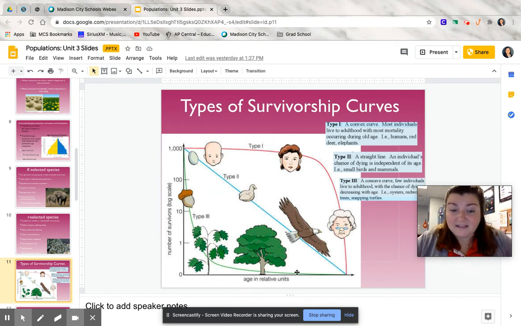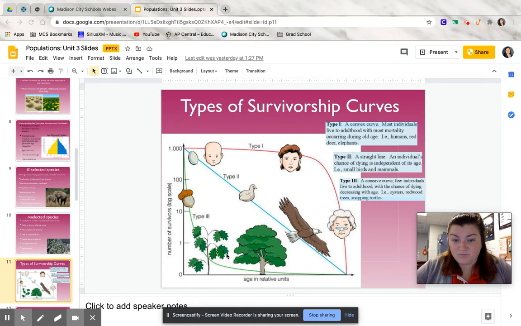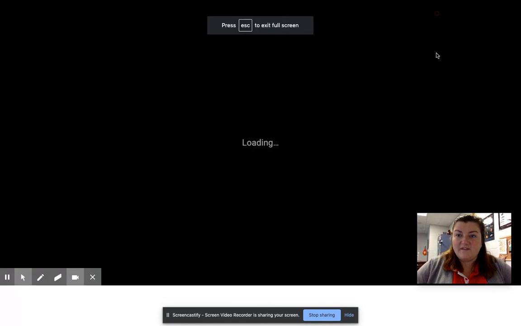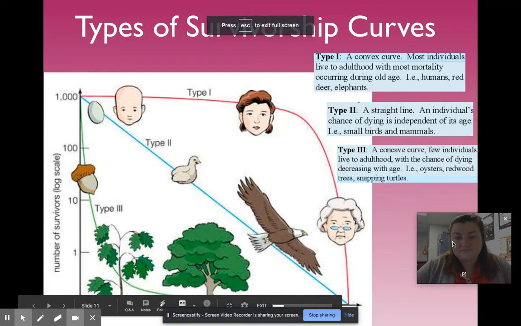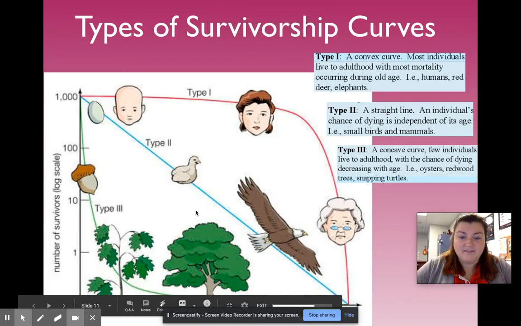Then type 3 is going to be a concave curve. This means that very few individuals are going to live to adulthood, and the older you get, the more likely it is that you'll die. So snapping turtles, redwood trees, and oysters are the examples that they give. Because when you think about it, in this case, we're looking at an acorn. How likely is it that an acorn's actually going to turn into a tree? Not super likely, right? It has to be just the right scenario for that to happen. So definitely something to think about with that one.